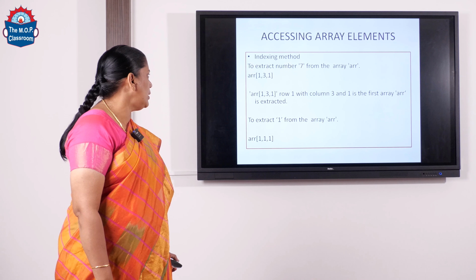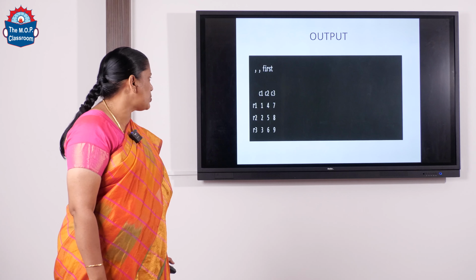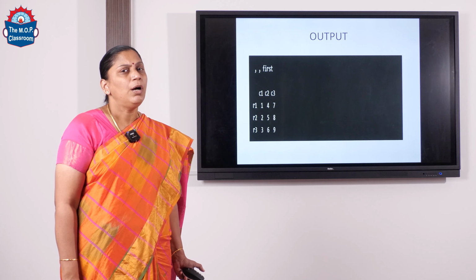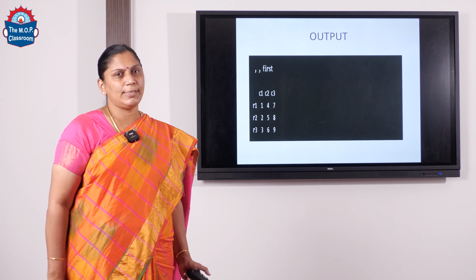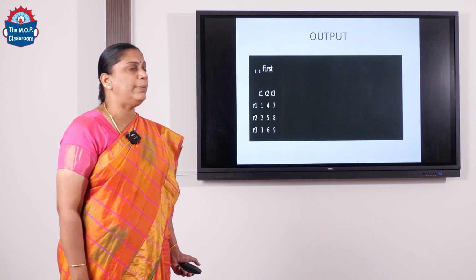So when you go to the previous example, I have an element called 7 in the first row and the third column. You want to access this particular number 7. How are you going to use the indexing method? If you observe, 7 is the first row and the third column element.